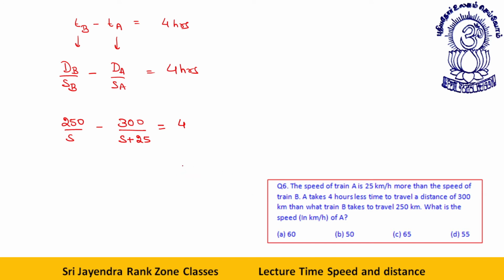I take a convenient option among these values. Suppose I try with 50. So suppose the speed of A is 50. If the speed of A is 50, then what will happen? This will be 300 by 50. This will be 6. If speed of A is 50, then speed of train B will be 25 less, so that will be 250 by 25. That will be 10. This difference comes out to be 4.